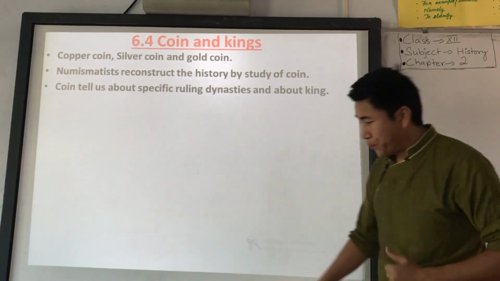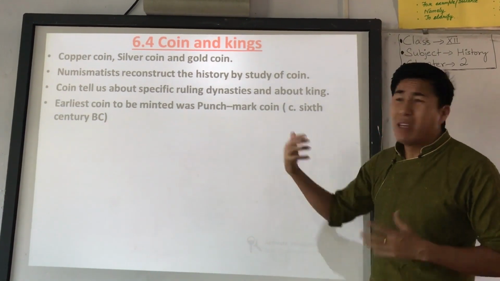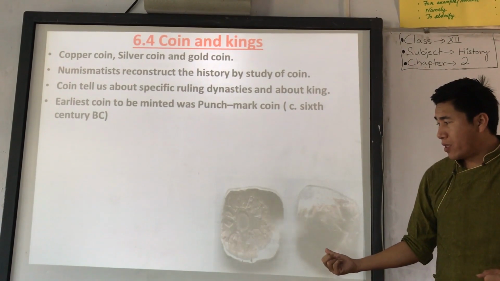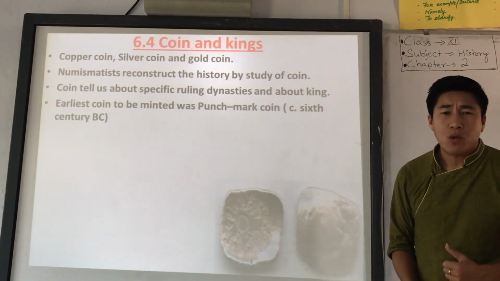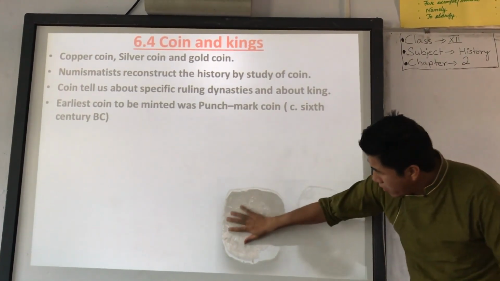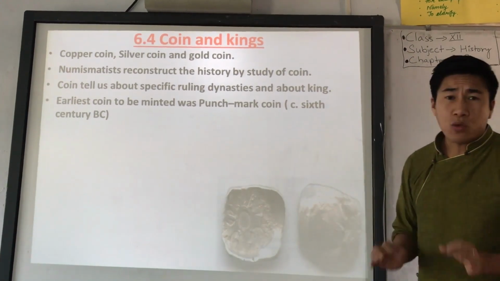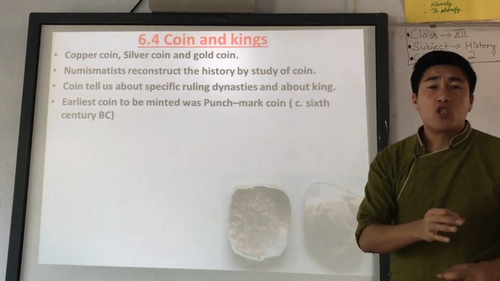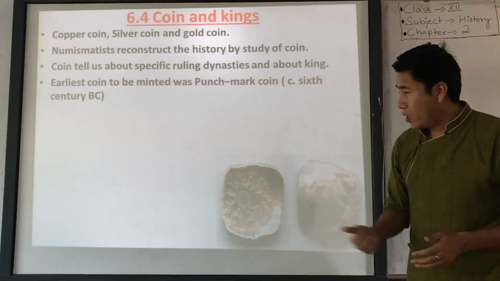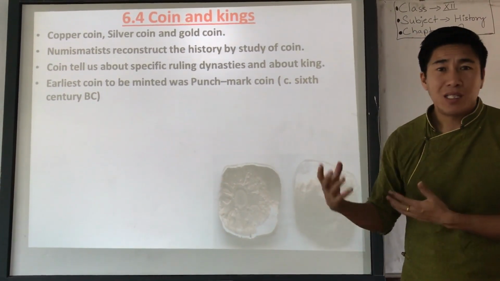Understood? So now we see the earliest coin to be minted, meaning made, was the punch mark coin in the 6th century BC. Why is it called a punch mark coin? Because the shape itself looks like it is punched, right? See the front and back side of the coin. It is a 1 mark question. The first coin to be minted was the punch mark coin in the 6th century BC. Understood? So this is the first coin minted in ancient India.